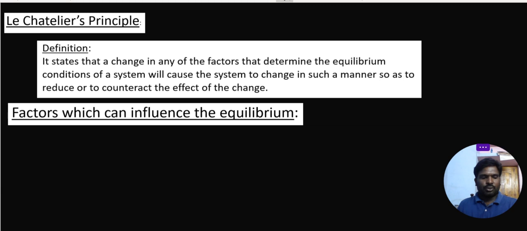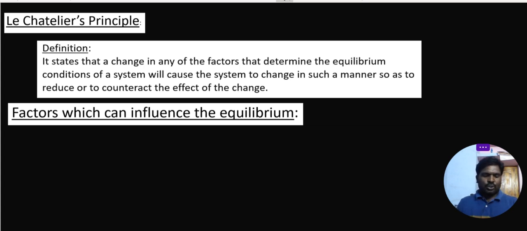Good evening, dear students. Now I want to teach Le Chatelier's principle. This is a very important concept, Le Chatelier's principle and the factors which can influence the equilibrium. This is a very important concept from the equilibrium lesson.